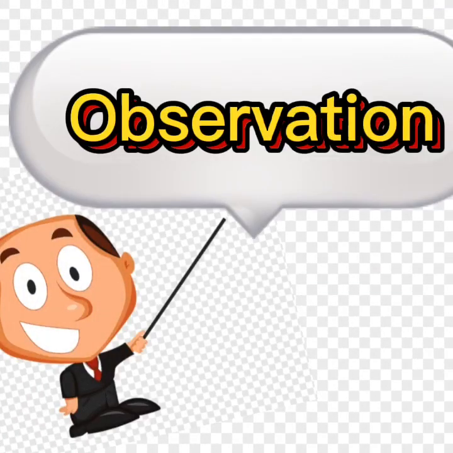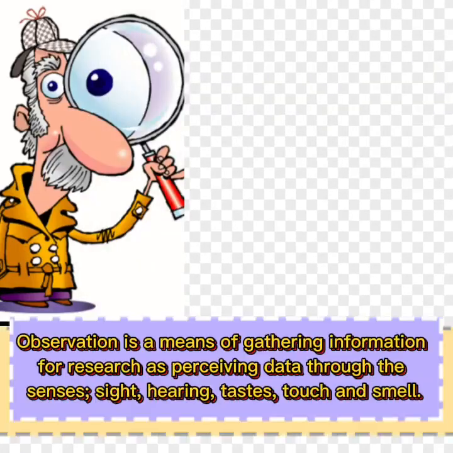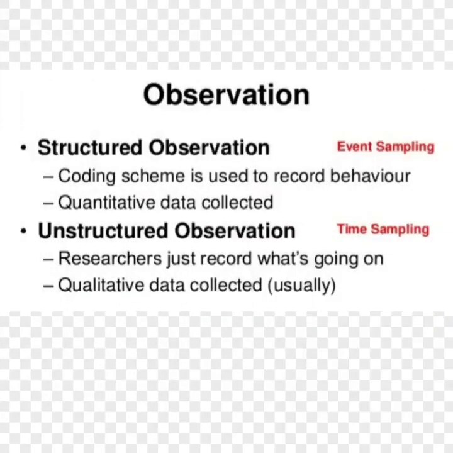The last data collection technique that we will discuss is observation. Observation is a means of gathering information for research by perceiving data through the senses: sight, hearing, taste, touch, and smell. The purpose of observation is to enable the researcher to gather directly primary data of first-hand information for his study, for a more accurate description and interpretation, and to enable the researcher to gather empirical data which are difficult to obtain by other means. Types of observation.